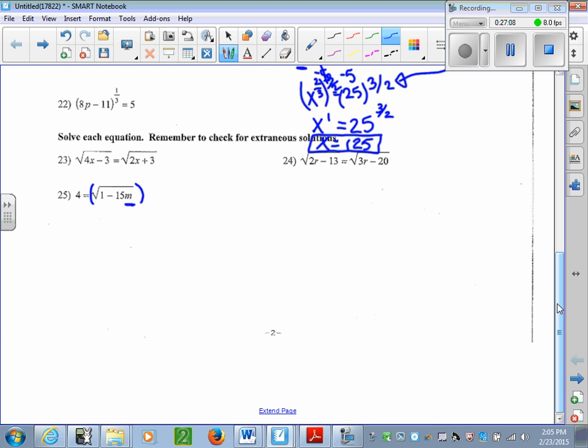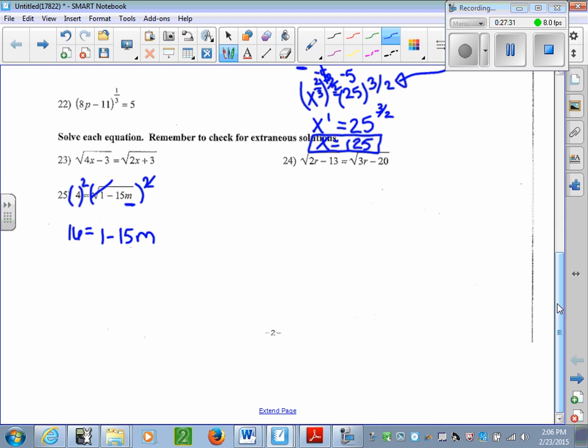The opposite of taking the square root is squaring. So I'm going to square both sides. Or really it's the inverse. So 4 squared is 16 equals, and my radical cancels with the square and leaves me with 1 minus 15m.